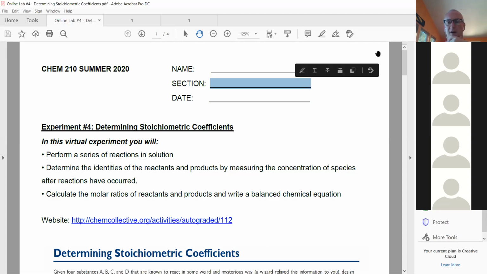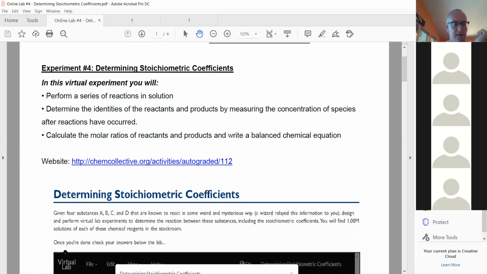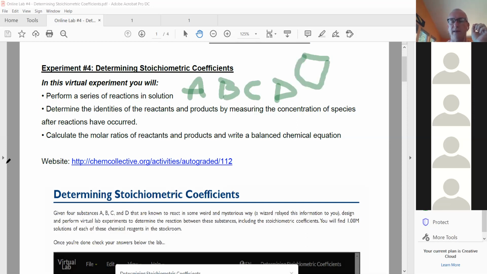So here's the experimental procedure over here. And basically it says you're going to be performing a series of reactions in solution, which is true. So you're going to have 4 solutions, A, B, C, and D, and basically just adding them to a beaker. And you remember the last experiment we did with this particular website. You get a virtual beaker that you put on the desktop, and then when you click on it, it gives you the concentration of everything that's in there.